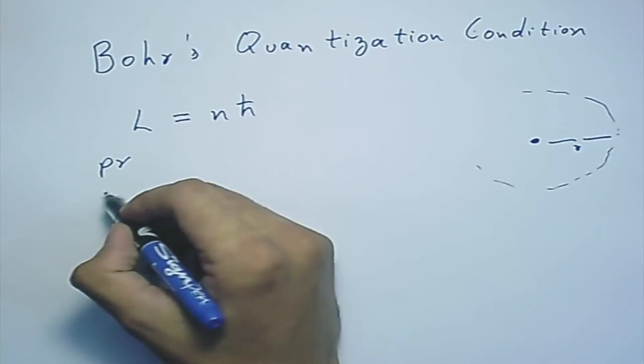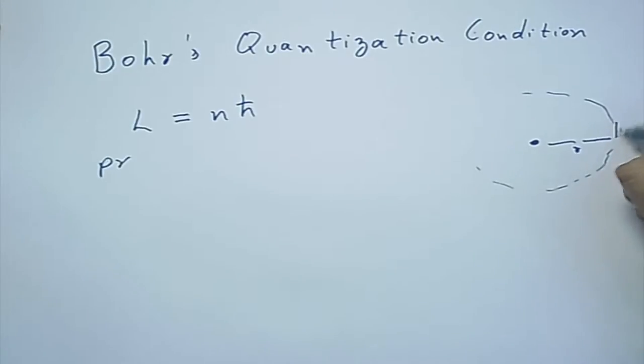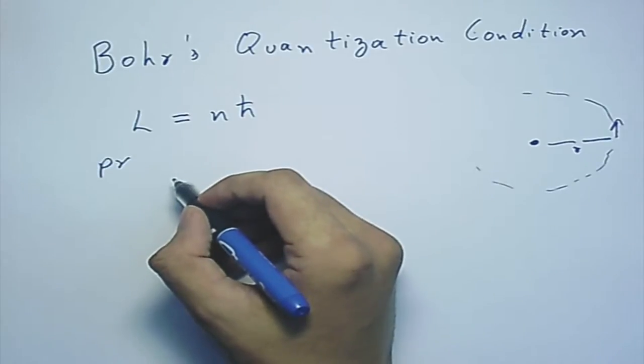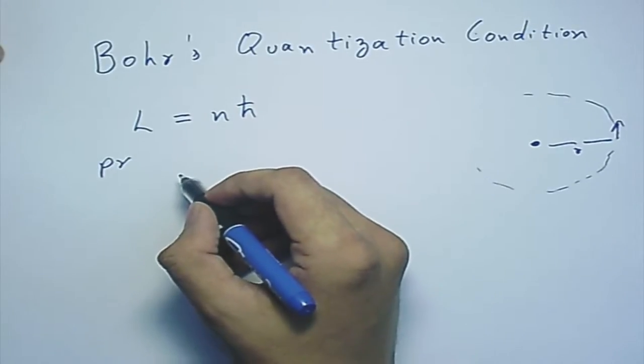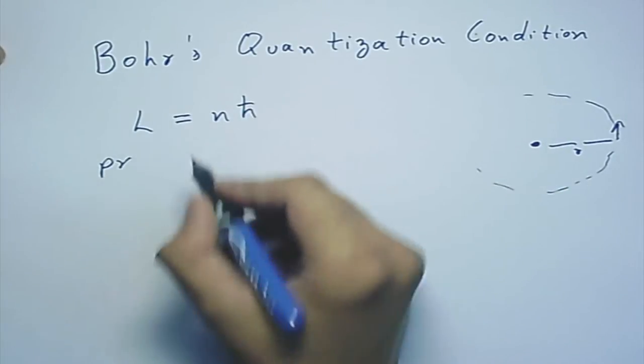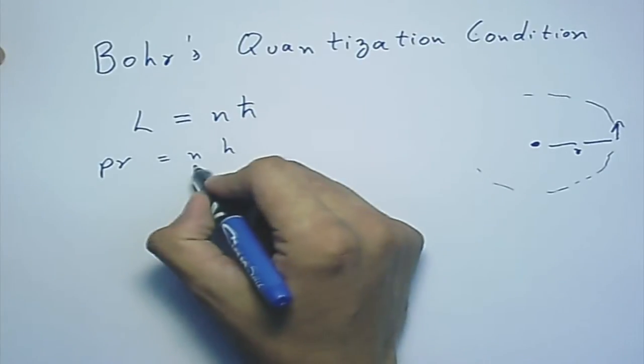Precisely speaking, it will be r cross p. But the radius and the direction of the momentum are perpendicular to each other, so the cross product would equivalently result in r into p with some direction. So r into p will be equal to n into h over 2 pi.